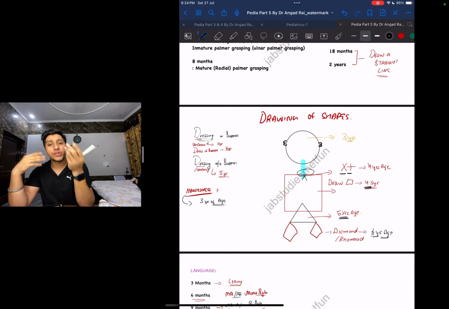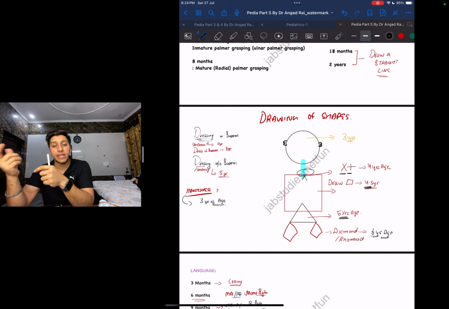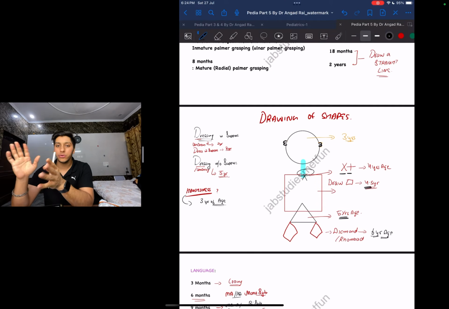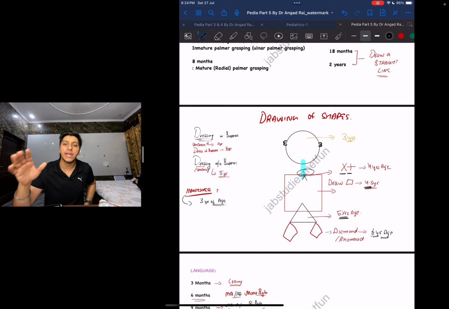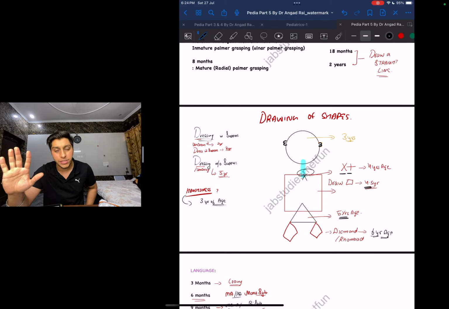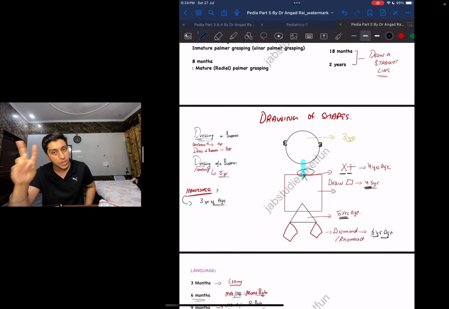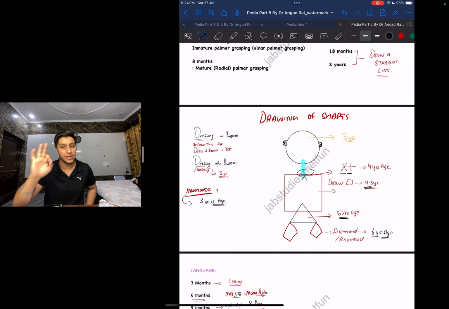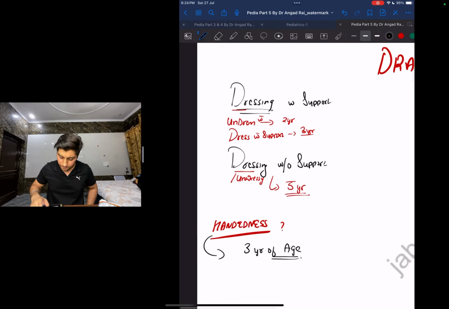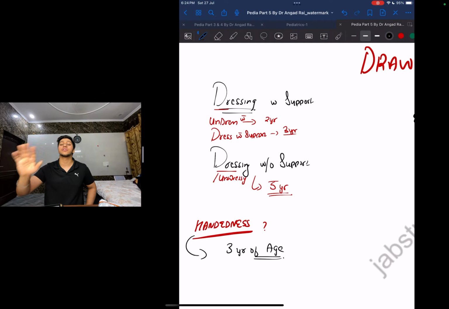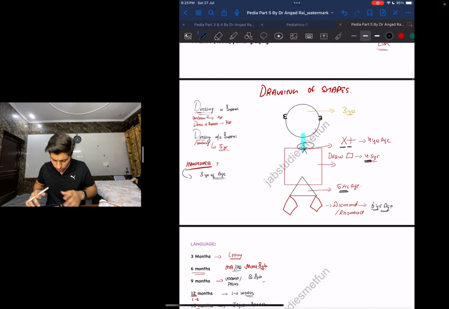Okay, talking about dressing. A baby is able to dress himself with support and without support. You need to know that, it is very important. A baby is independently able to dress or undress himself by 5 years of age. If they ask about dressing with support, the baby is able to undress himself by 2 years of age, and dress with support by 3 years of age. That will be dressing. See over here, the baby is able to dress completely without support by 5 years of age, dress with support by 3 years of age, and undress with support by 2 years of age. Okay, now 2 domains are done.